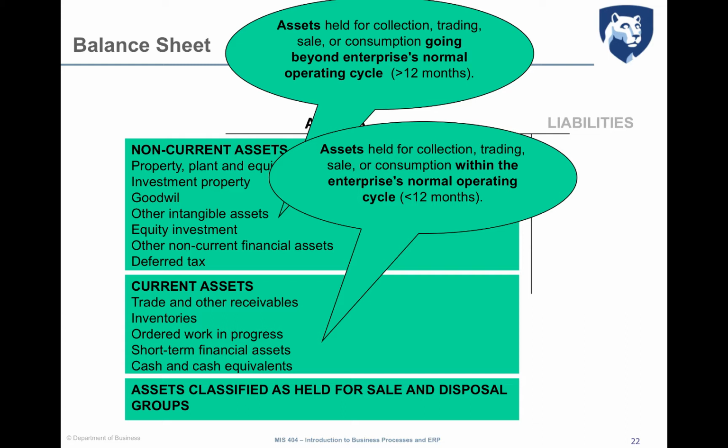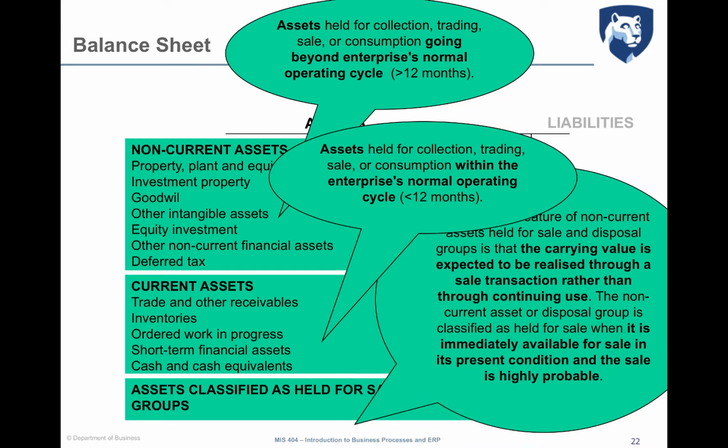Finally, we have what we call the assets classified as to be disposed, which includes all the current and non-current assets which will be disposed of at the end of the normal operating cycle of the organization. So all the assets that will no more be part of the company after the current year.